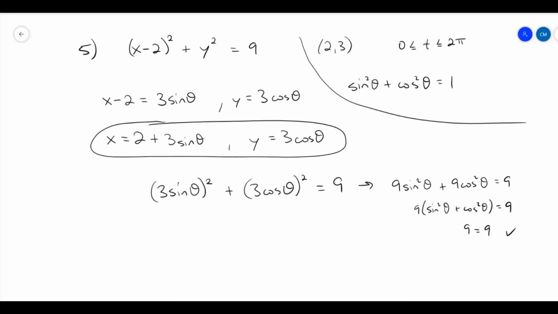Oh, I should be using t's instead of thetas. Oh well. I'm just going to change this to theta. How about that? I guess they wanted us to do this with t's, but that's okay. Theta's a t. It doesn't really matter.